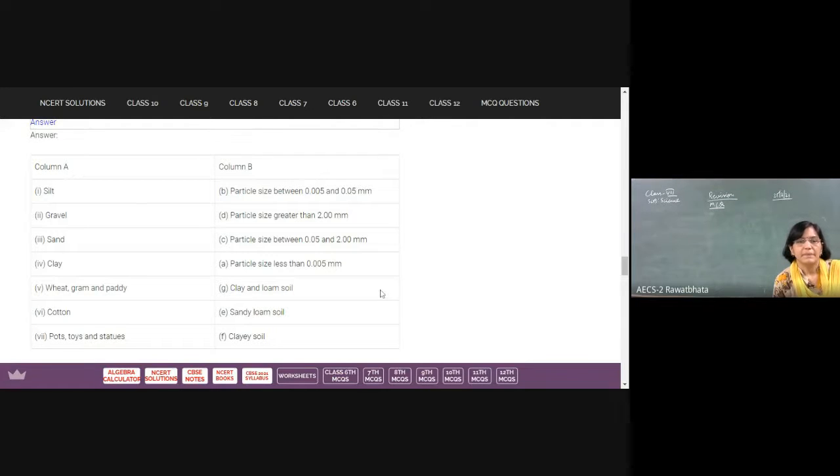Silt, gravel, sand, clay particles. Clay particles are least in size, less than 0.005. More than clay is silt. And of course, then sand. And after sand, the next size is gravel.